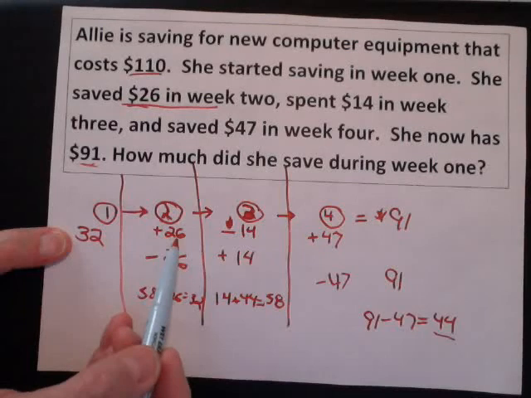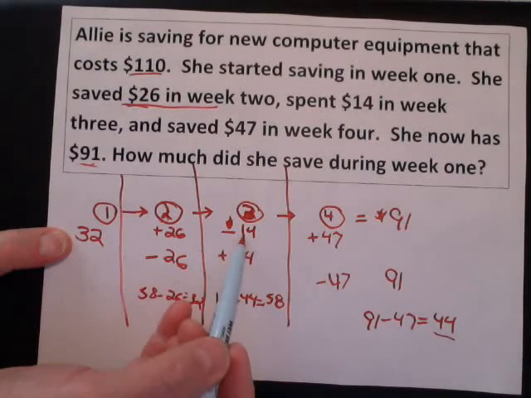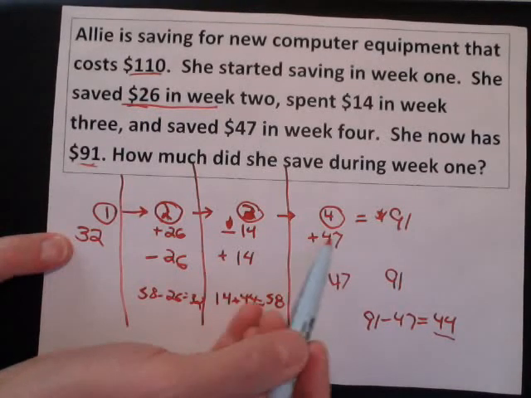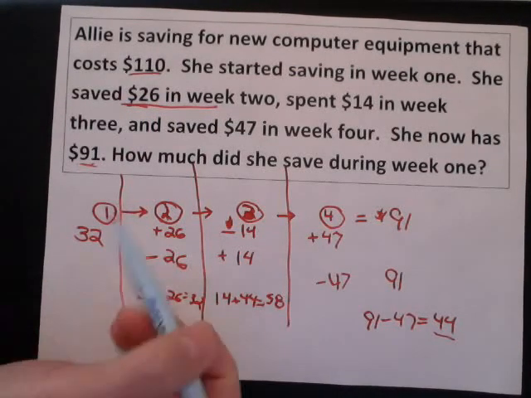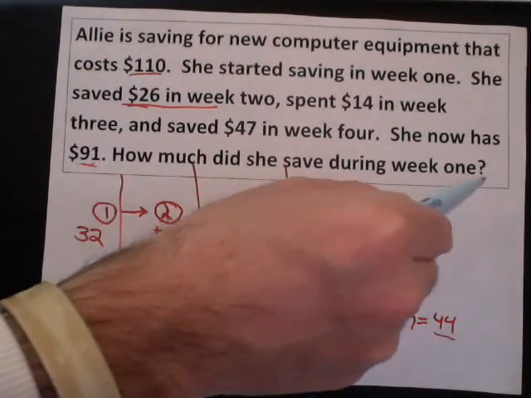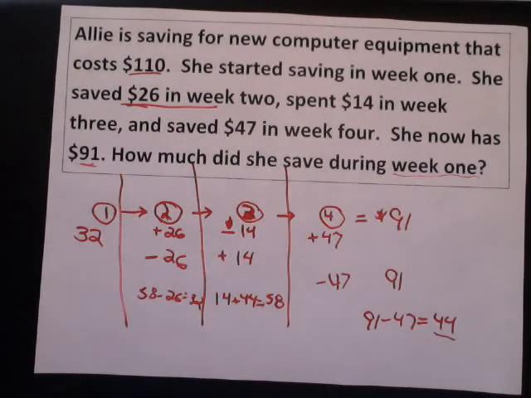Then she had another $26. And then she subtracted 14 from that. Then she added 47 to what she had, and she got up to 91. So that's how you could have solved this problem and how much she saved during week 1. You may have set it up differently. Hopefully you now know how to problem solve using integers.